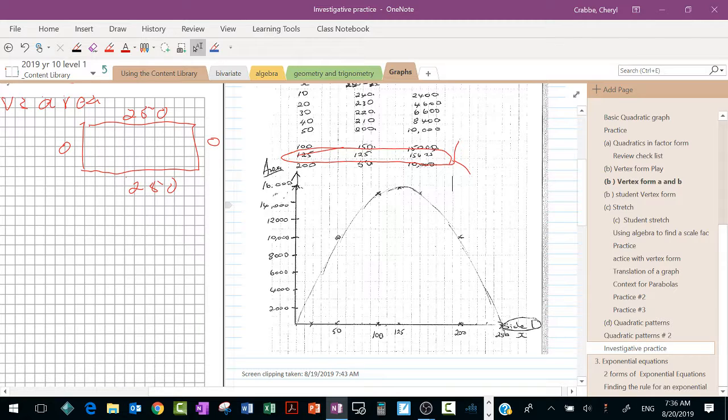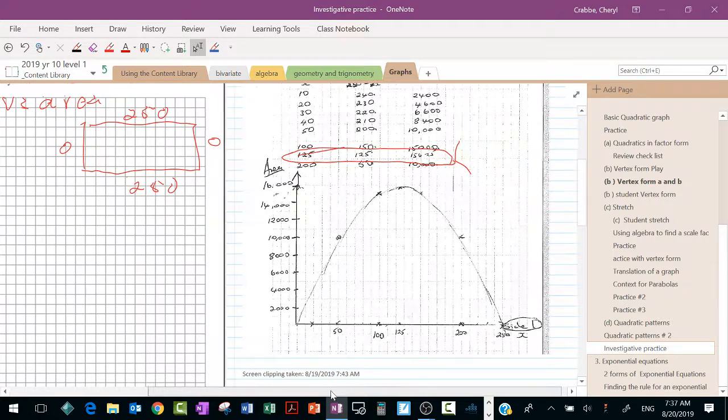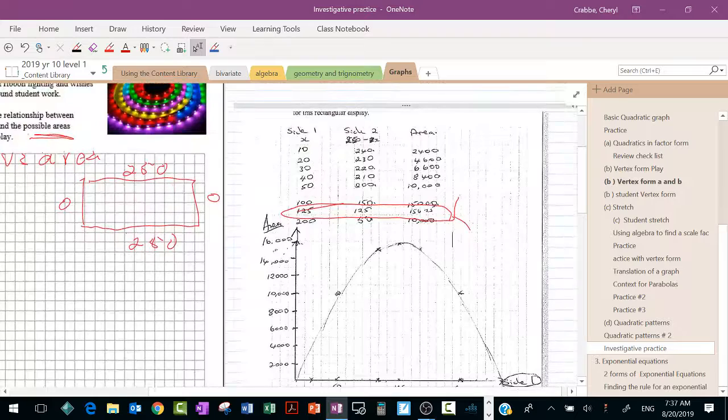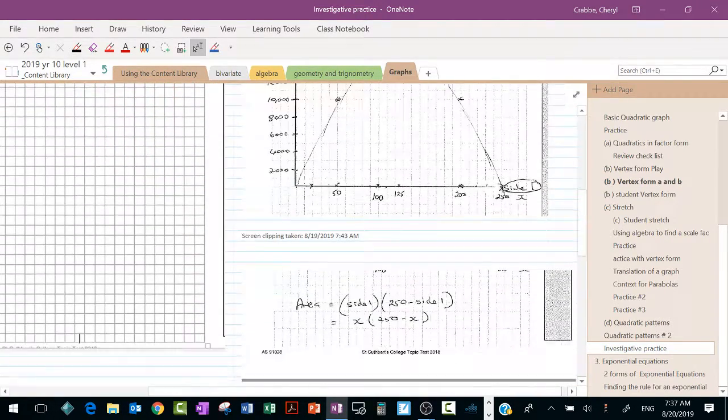It maxes out. And then as you get smaller and smaller along your side, your length, your width is going to get bigger and your area is going to get smaller again. Okay, so we've got a parabola. We've got some points. We then need to find the equation for that parabola. If you've got a number of points, we know that this is a parabolic function, so I can throw those points in and use my calculator to find the equation.